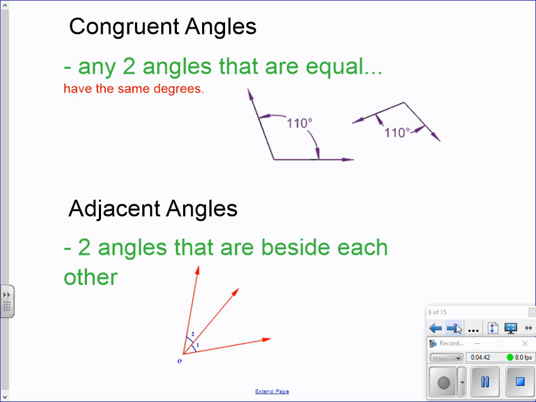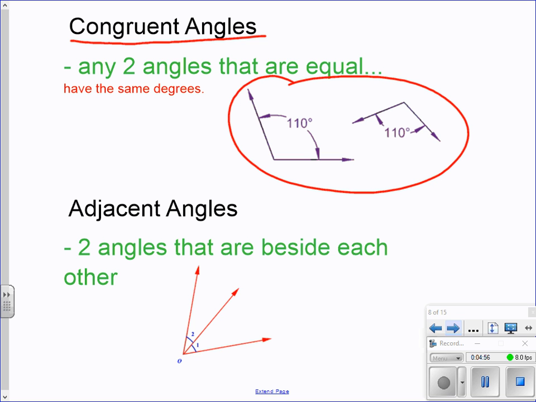All right, new terminology for today, congruent angles. Congruent is just a big fancy word that means they are equal or the same size, the same amount of degrees. So these two angles here are congruent because they're both 110 degrees. One is upside down, doesn't really matter, it's still the same size, so it's considered congruent.